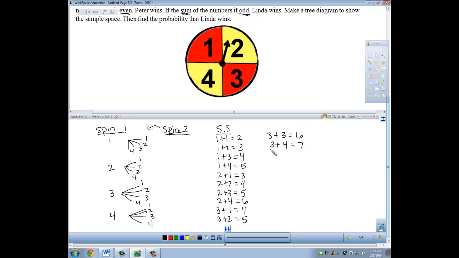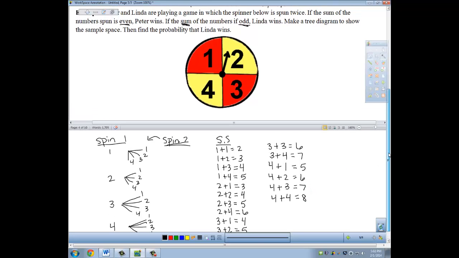That's all my 3s, so now 4 the first time, 1 the second time, 5. 4 the first time, 2 the second time is 6. 4 the first time, 3 the second time is 7. 4 the first time and 4 the second time will give us 8. Okay, so we wanted to find the probability that Linda wins. Remember, Linda wins if the sum of the numbers is odd. So we're looking for all of our odd options.